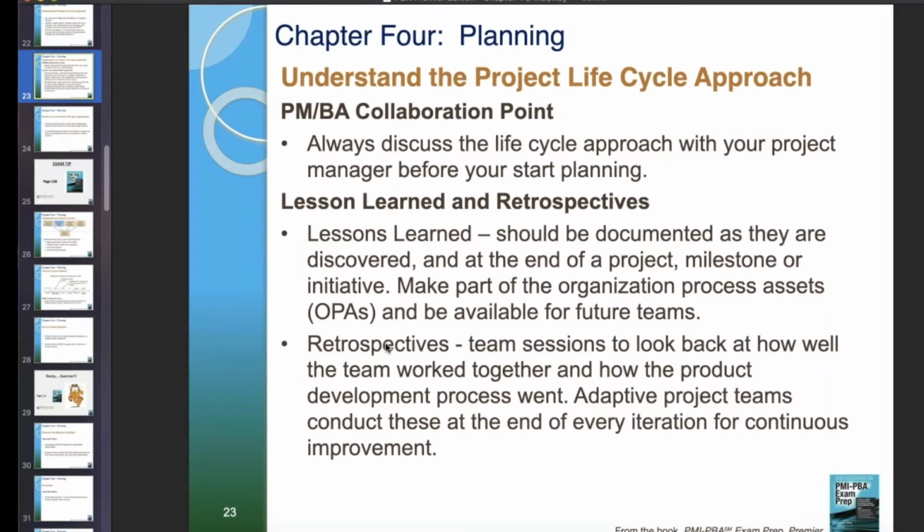Retrospectives, what are they? Team sessions to look back at how well the team worked together and how the product development process went. Adaptive project teams conduct these at the end of every iteration for continuous improvement.